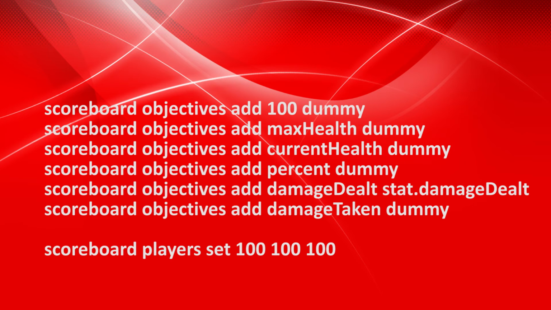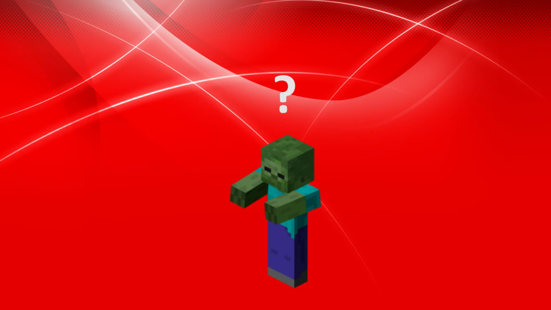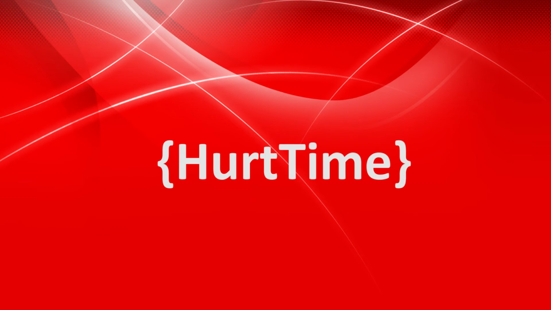Firstly, you will need a total of 6 scoreboard objectives, which I have listed here on the screen. We use these in all of our logic. The first step in our logic is to track which entity has taken damage. We can use the NBT tag hurtTime to do this. We give the entity a scoreboard tag based on their hurtTime NBT, like so.